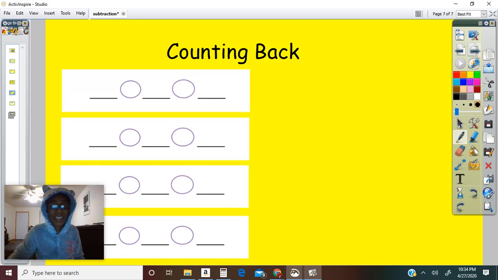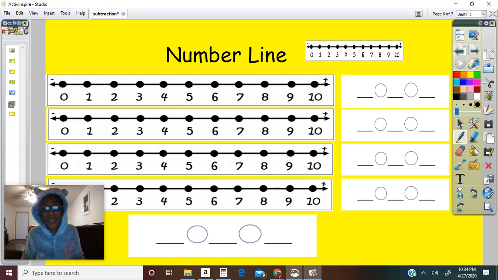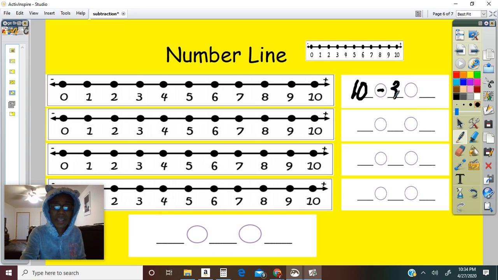Our next strategy is using our number line. Using our number line is pretty cool because it visually shows us what number we should start off with and what number we should end up with. For example, in the sentence 10 minus 3 equals, we'll have to figure out how to get to it on our number line.